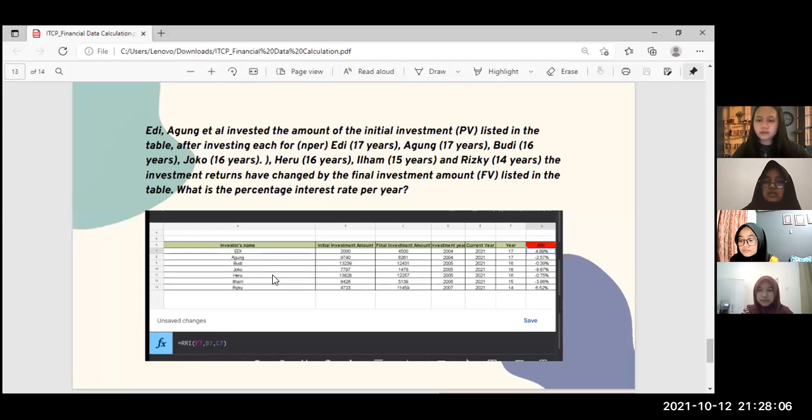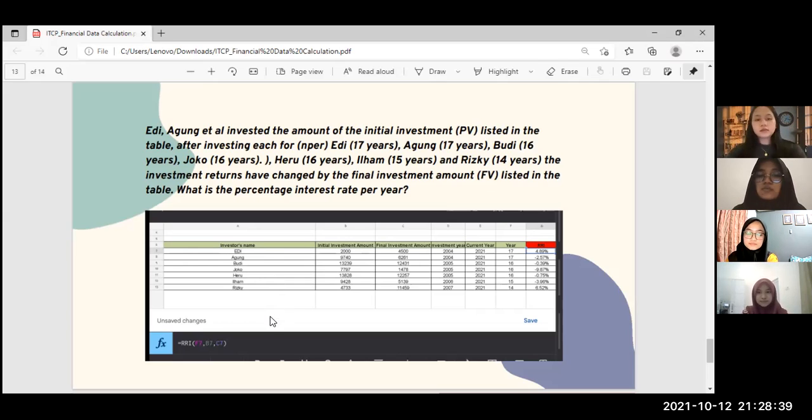Here's the example of the question. Edi, Agung, et al. invested the amount of the initial investment listed in the table. After investing, each for Edi 17 years, Agung 17 years, Budi 16 years, Joko 16 years, Heru 16 years, Ilham 15 years, and Rizky 14 years. The investment returns have changed to the final investment amount, or FV, listed in the table. What is the percentage interest rate per year?